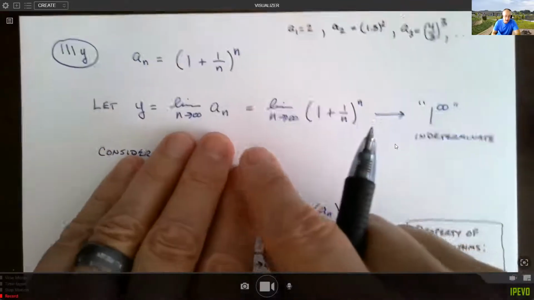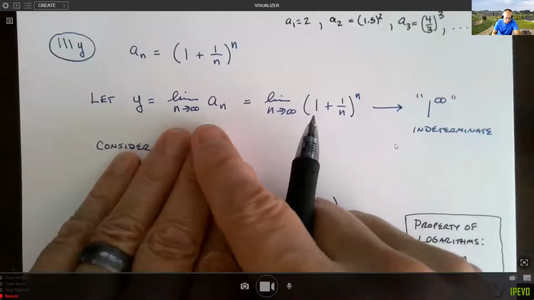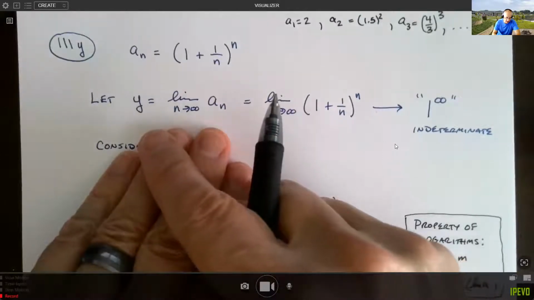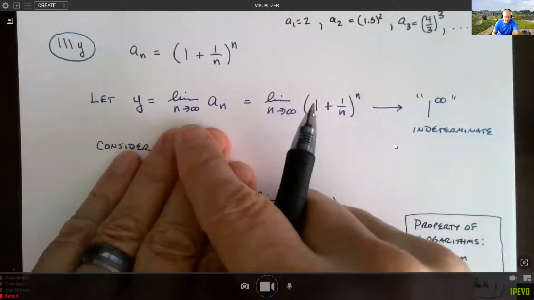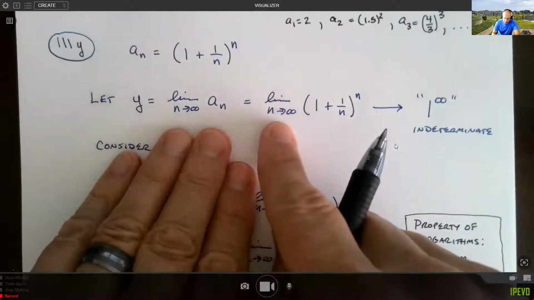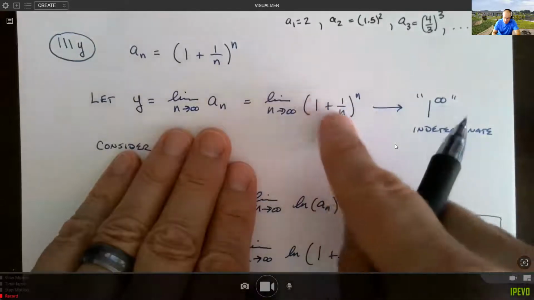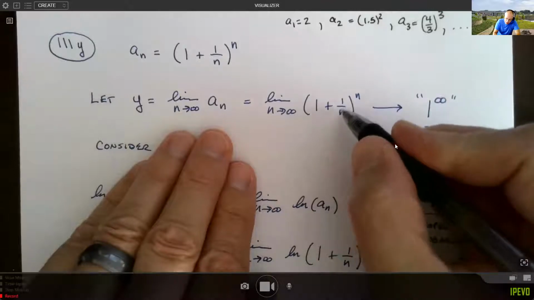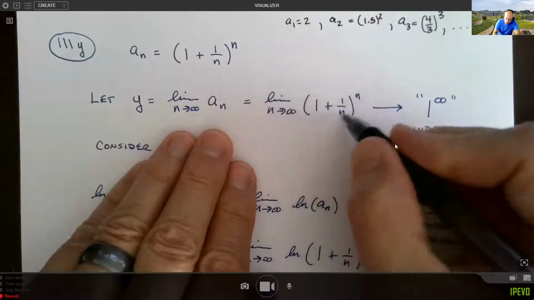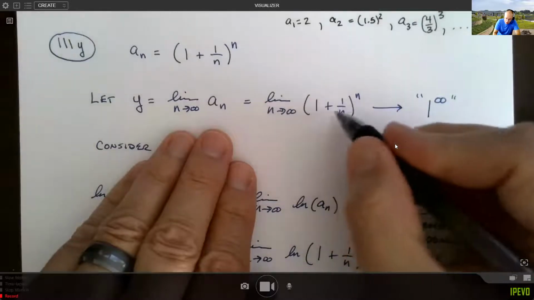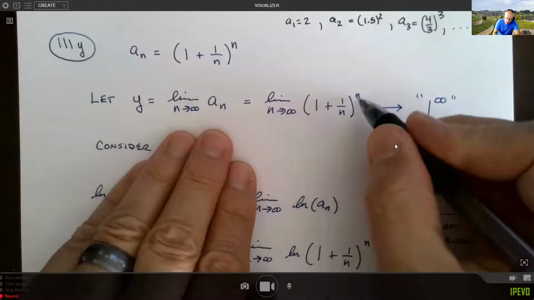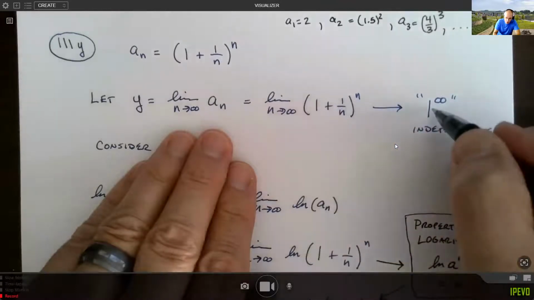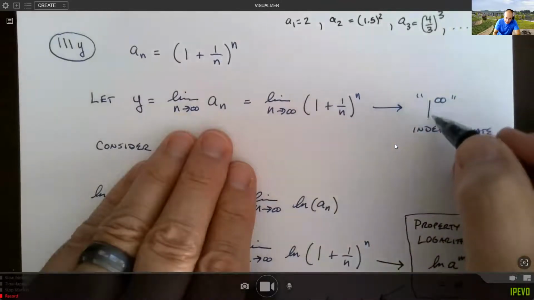Well, I'm going to let y, and you'll see why in a minute, equal the value of this limit, if indeed it exists. So I'm taking the limit as n goes to infinity of a sub n. And notice as n goes to infinity, clearly 1 over n is approaching 0, and 1 plus something approaching 0 is approaching 1. So the base is approaching 1, whereas clearly the exponent, n, is going to infinity. We get a form 1 to the infinity power, and that's an indeterminate form.